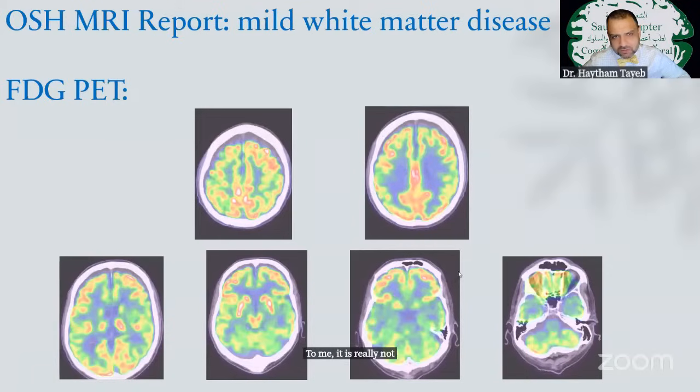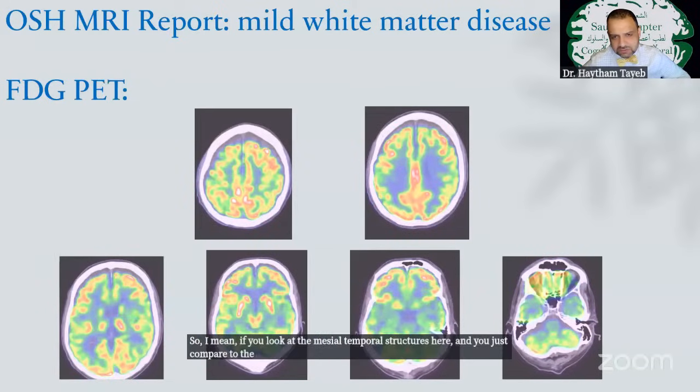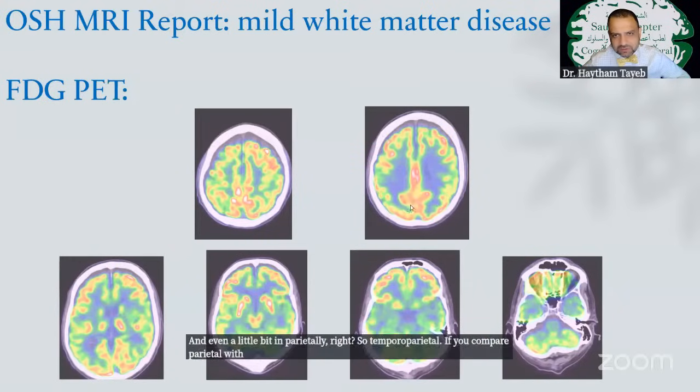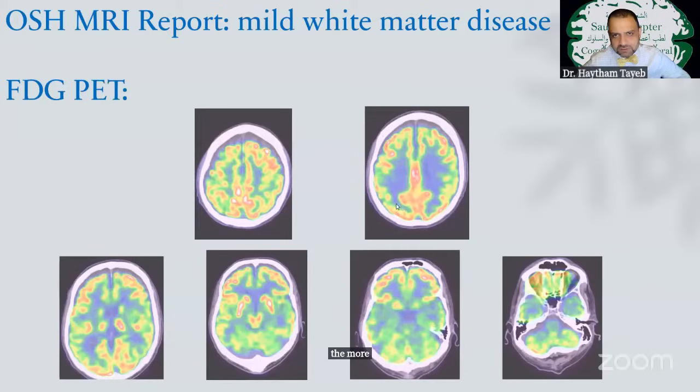And this is the kind of scan where the higher, brighter colors are normal metabolism. Darker colors are hypometabolic. So if you look at the mesial temporal structures here, and you just compare to the surroundings, you would definitely call hypometabolism there. And even a little bit parietally, right? So temporoparietal, if you compare parietal with the more posterior and medial surfaces, you would call hypometabolism. You wonder a little bit about asymmetry here, but in any case, not a normal PET scan.